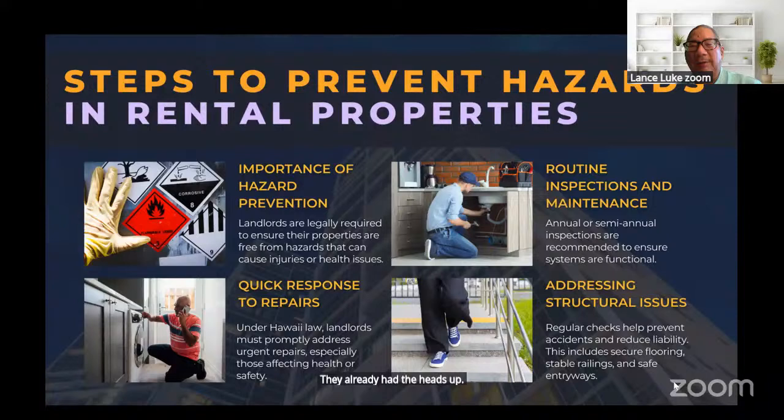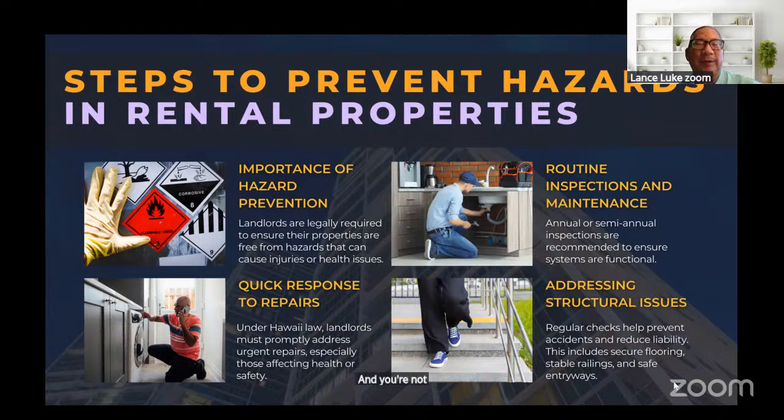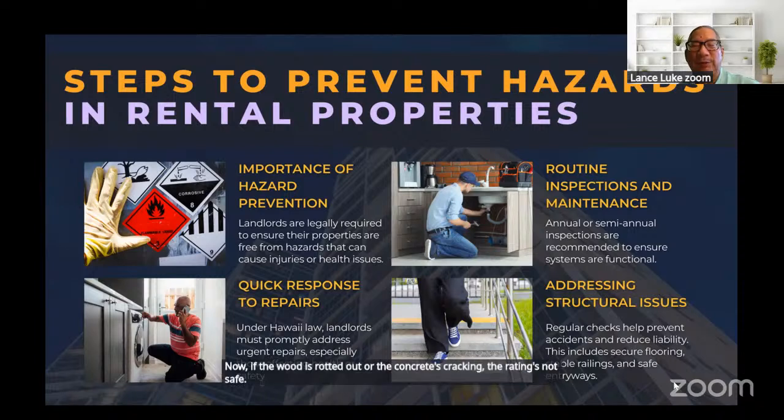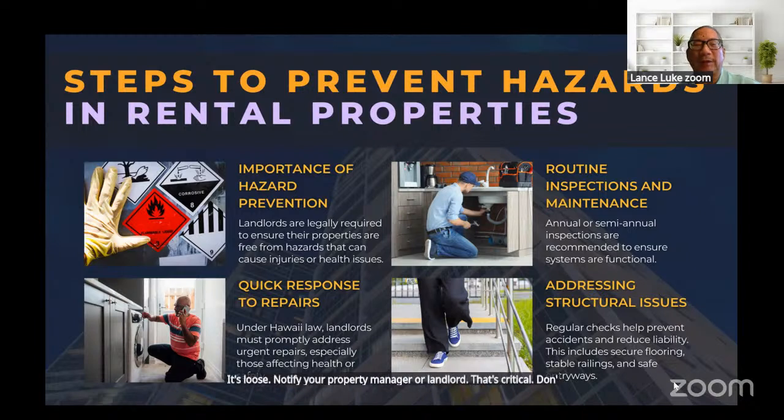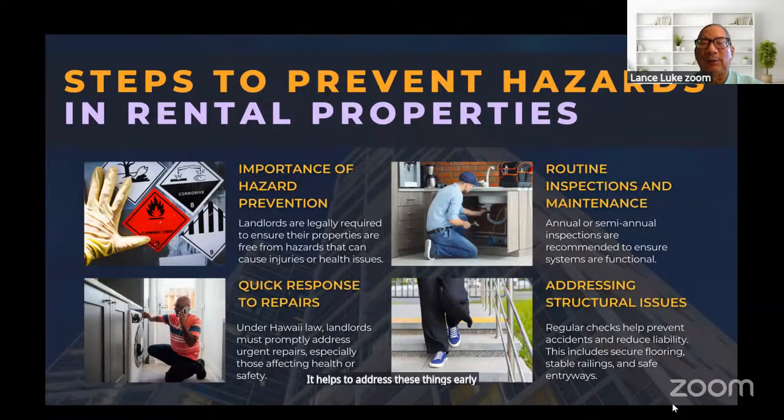Okay. Now, very important, addressing structural issues. You want to do your inspection to check these things out. And let's say that you're in a townhouse and you're not the only one using the stairs. So stairs to go up to the second floor, you may have 4 units or 8 units that share the same stairway. Now, if the wood is rotted out or the concrete's cracking, the railing's not safe, it's loose, notify your property manager or landlord. That's critical. Don't think that the other tenant's going to do that. It helps to address these things early so you can get it fixed.